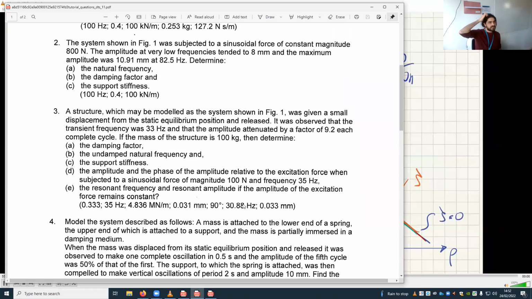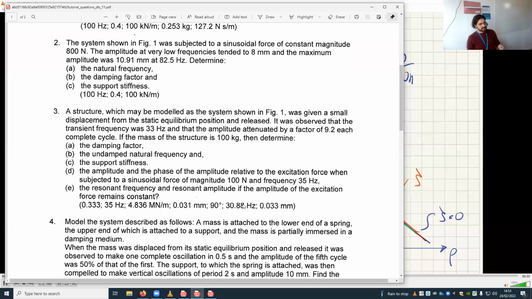And this one is exactly the same. A structure which may be modeled as the previous system is given a small displacement from the static equilibrium position and then released. The transient frequency is 33 hertz. That is omega d is 33 hertz. And the amplitude is attenuated by a factor of 9.2 each complete cycle. That means the ratio of 2 successive oscillations is 9.2.